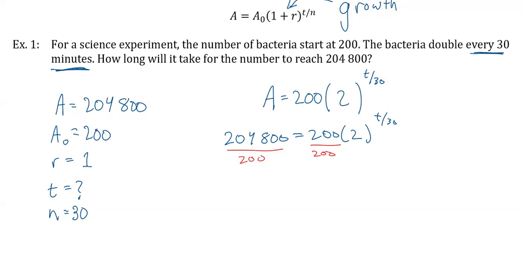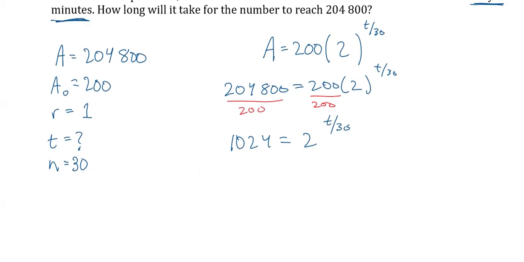Okay, with your calculator, because I doubt you can do that in your head. I sure can't. Divided by 200 gives me 1024. And now this looks a lot like a question from yesterday. So what do we do? Sarah? Very good. A power of 2. I got to turn this 1024 into 2 to something equals 2 to the t over 30.